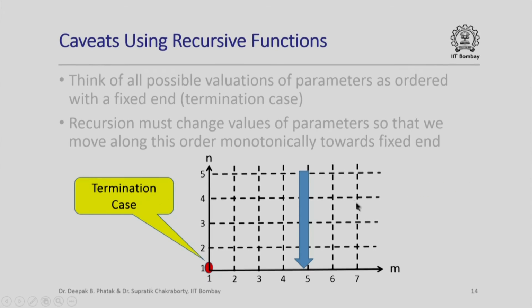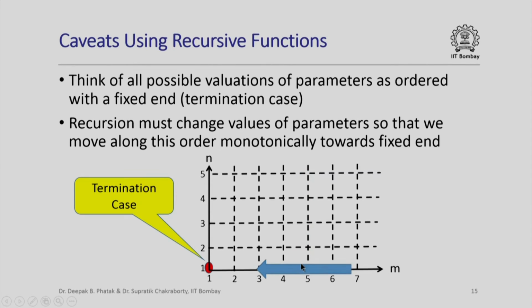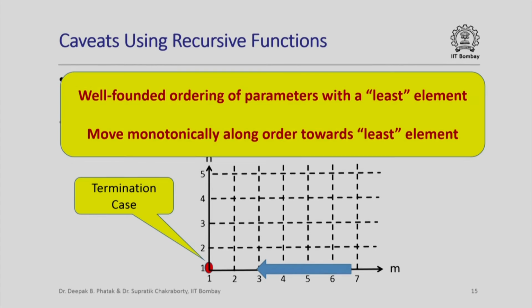So what you might have noticed is that we systematically came down in this direction, and then we systematically moved in this direction to reach the termination case. And it does not matter which grid point you start from, if you just come down vertically until you reach the m axis, and then you come horizontally until you reach the 1, 1 point, you are always going to terminate.